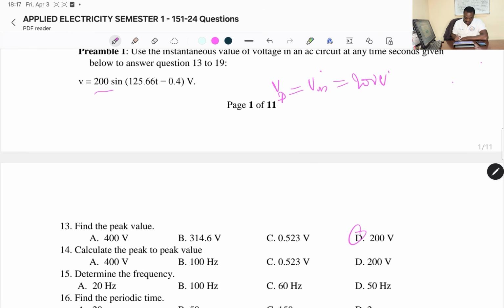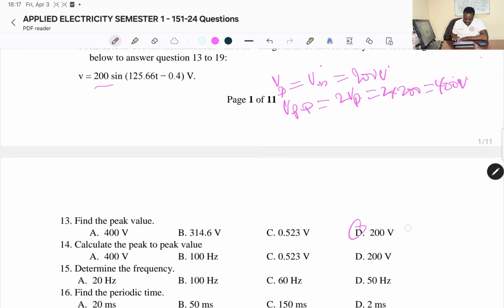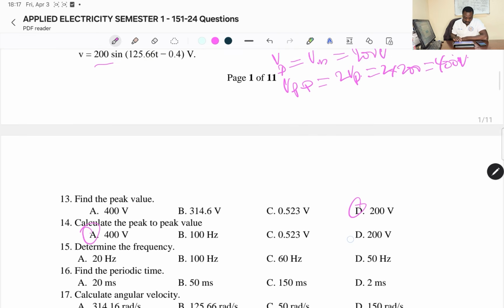Calculate the peak to peak value. We know peak to peak value is twice the maximum value, which is twice the peak value. So that will be 2 times 200. That gives us 400. So the answer is A.